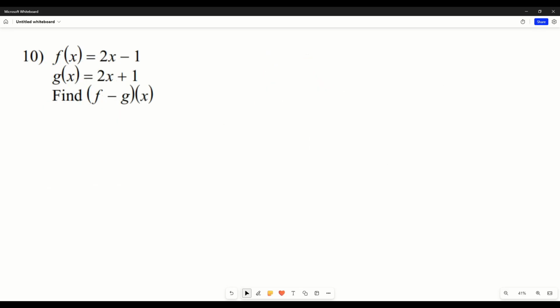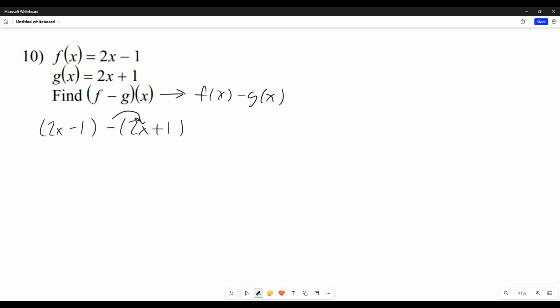For this final problem, we're asked to find something similar to question 9, but different. Instead, we have f minus g, or you can think of it as f of x minus g of x. It doesn't matter which way, but I prefer this way. So let's substitute what f of x and g of x equal. We get 2x minus 1 minus 2x plus 1. These are in parentheses because the 2x is being minused by 1.